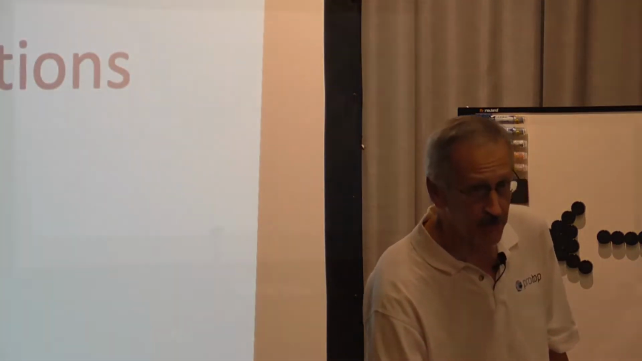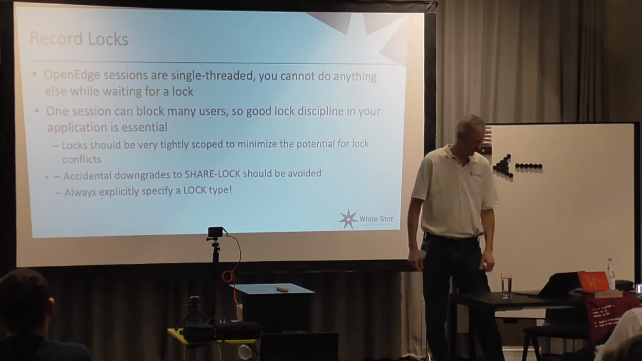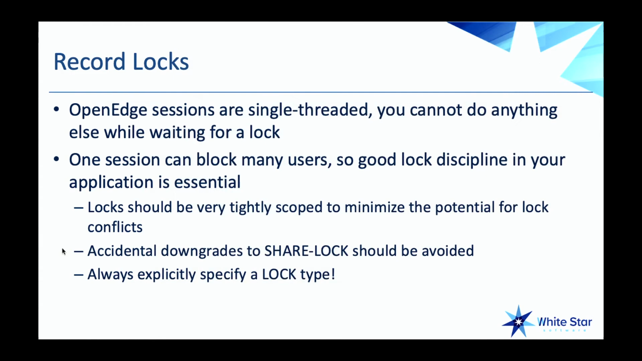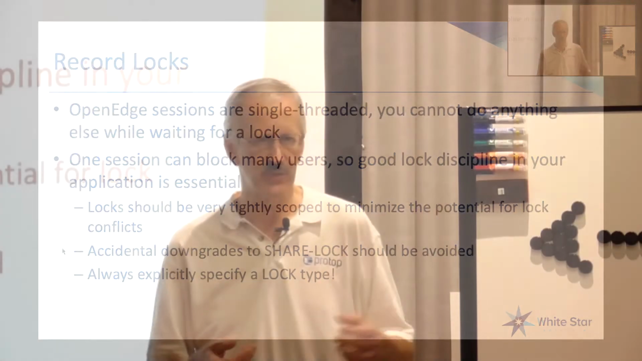So first we'll talk about record locks and transactions. OpenEdge sessions, as you might know, are single-threaded. So the 4GL doesn't support any kind of multi-threaded capabilities at all. Anything you do, if you get a record lock or you're blocked waiting for a record, you have to wait. You can't just spawn off another thread and go and do something else.